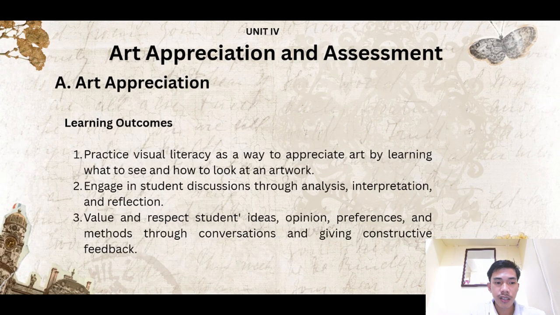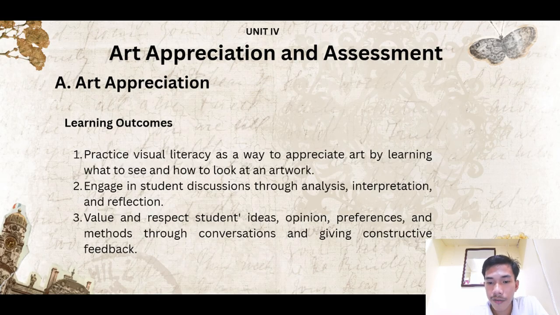So next is Unit 4, which is entitled Art Appreciation and Assessment. Under A, Art Appreciation, the learning outcomes are, first, practice visual literacy as a way to appreciate art by learning what to see and how to look at an artwork. Second, engage in student discussion through analysis, interpretation, and reflection. And the last one is to value and respect students' ideas, opinions, preferences, and methods through conversation and giving constructive feedback.